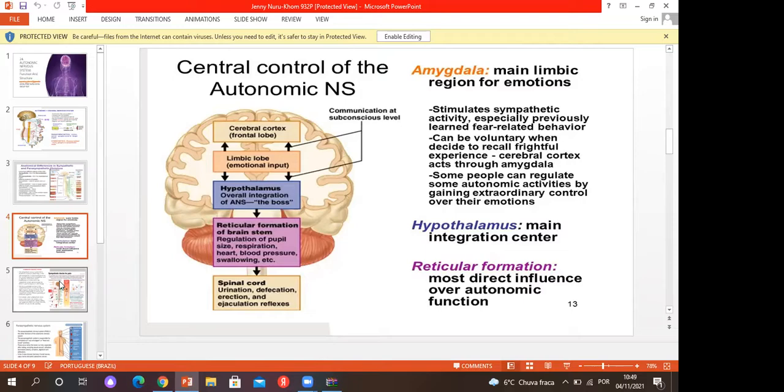Okay, so the ANS, the autonomic nervous system, works by receiving information from the external stimuli of the body. The hypothalamus, which is right above the brainstem, on my slide for central.